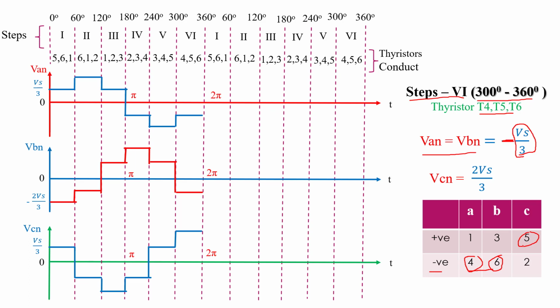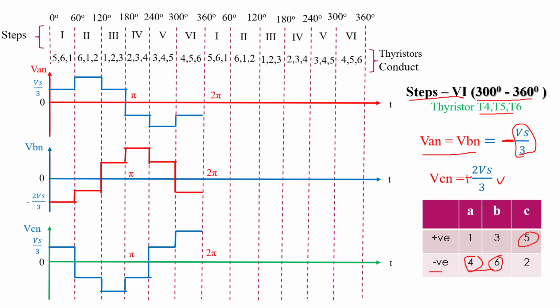The phase C thyristor, that means T5, is connected in a single branch. So the voltage across the single branch thyristor is 2 Vs by 3, and this is a positive group thyristor, so the polarity is positive. So VCN, because T5 is a phase C thyristor, VCN is positive. Now draw the waveform.